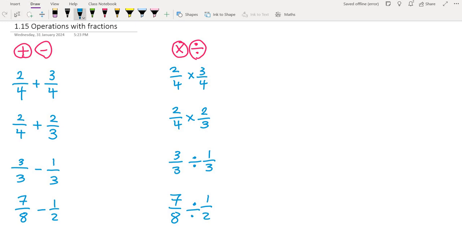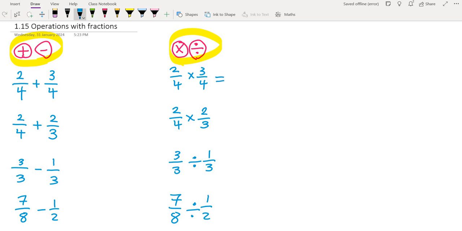In this video, we're going to do a quick review on how to do operations with fractions. It's easy to group the operations into two groups. The first group will have plus and minus, and times and divide in the other group. The reason why we group them is that they follow similar rules within each group. We'll start with the times and divide.